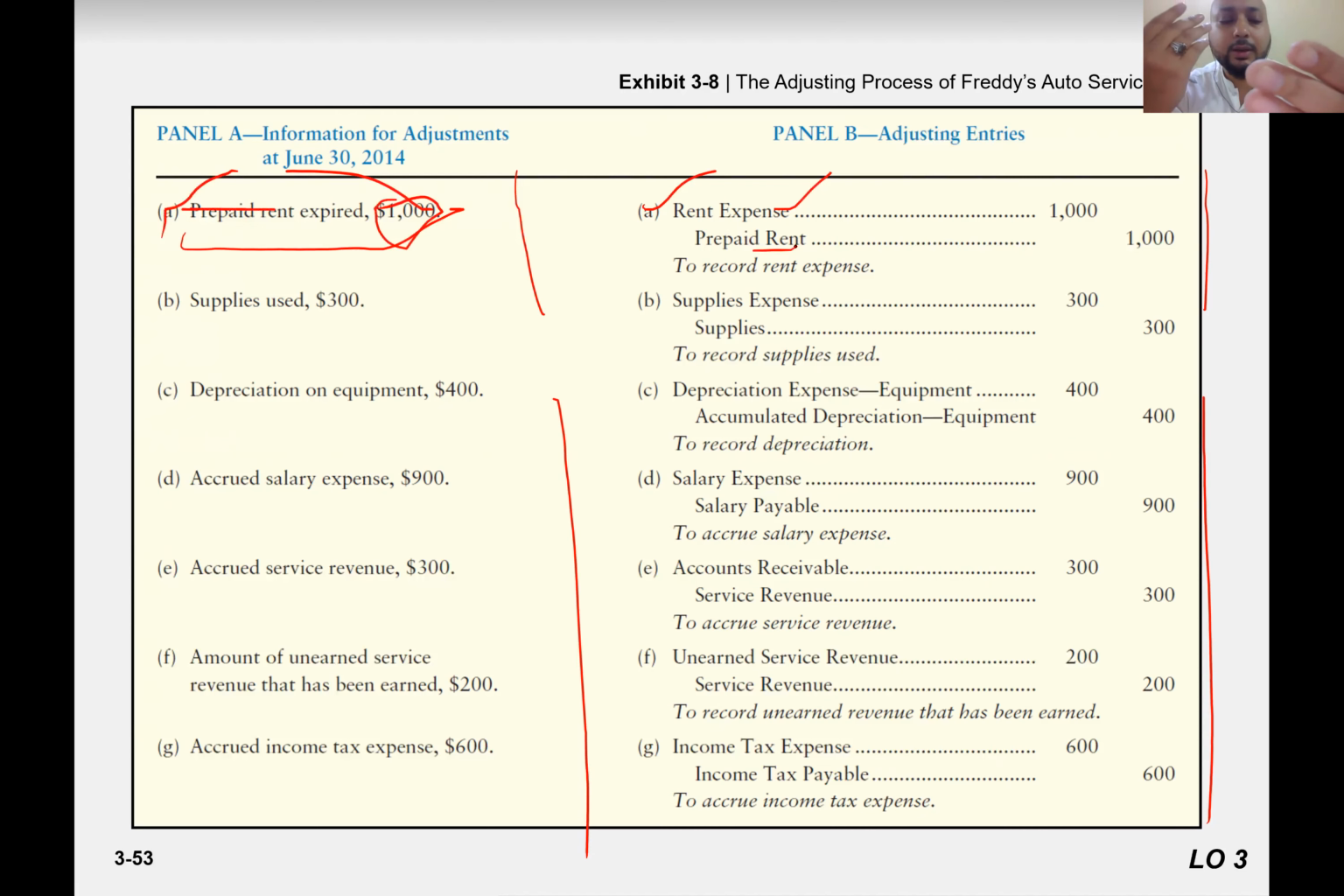It can be prepaid wages, prepaid utilities, whatever. Supplies used: the nature of supplies is prepaid, because you purchase in advance all the supplies, stationery items, rubber, pencil, papers. So we consume them and convert that into expense. So expense to the prepaid account, or here in this case, supplies. Then depreciation on account.